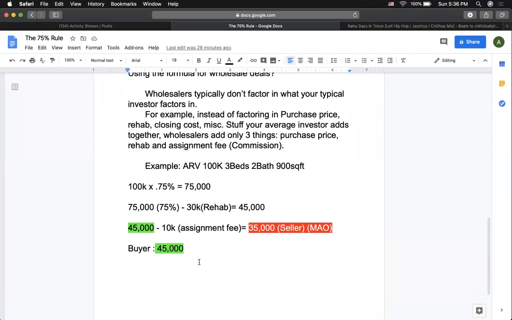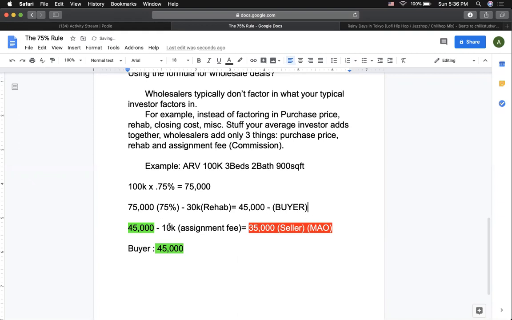So for an example, let's say we have another property. The ARV on this one is 100,000, 3-bedroom, 2-bath, 900 square feet. Pretty similar to the first example. If you were to use this as a formula, it would look like this: 100K times 0.75 equals 75,000. Now, from the 75,000, you deduct the rehab, which is $30,000. So now you're left with 45,000. Typically, this number is where you want to be with the buyer.